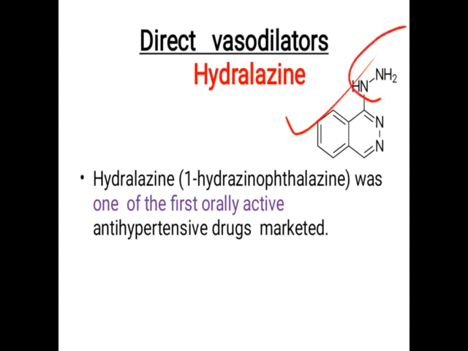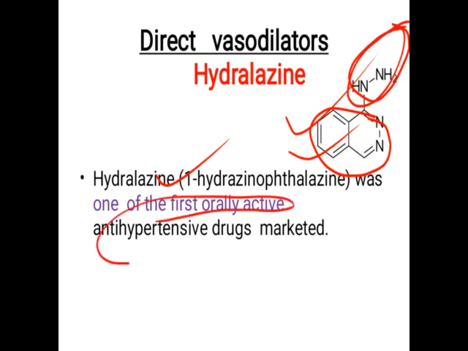So this is the hydrazine part. This is the phthalazine part. So hydralazine is called 1-hydrazinophthalazine. This is phthalazine, this is hydrazine, so 1-hydrazinophthalazine. It is the first orally active antihypertensive drug which was marketed.